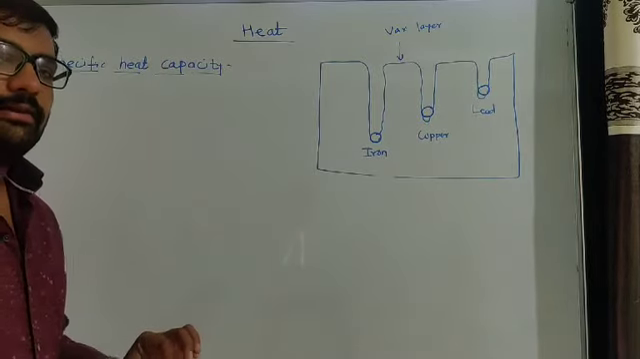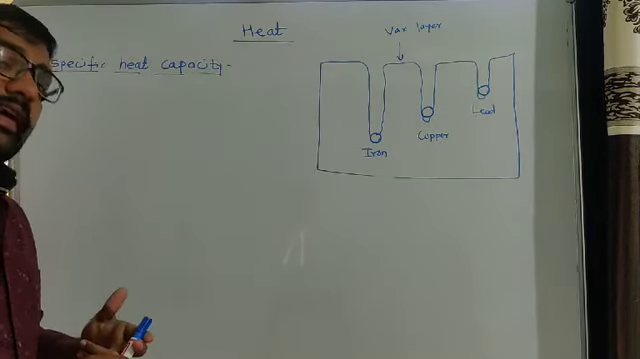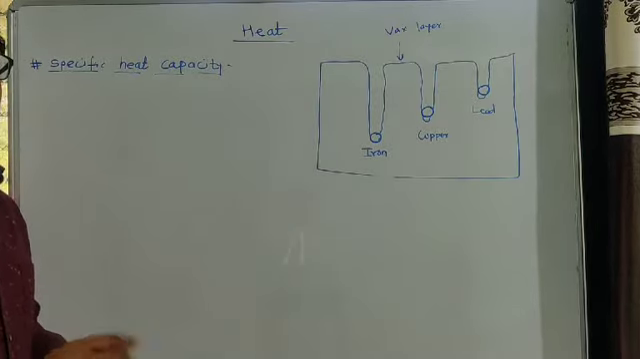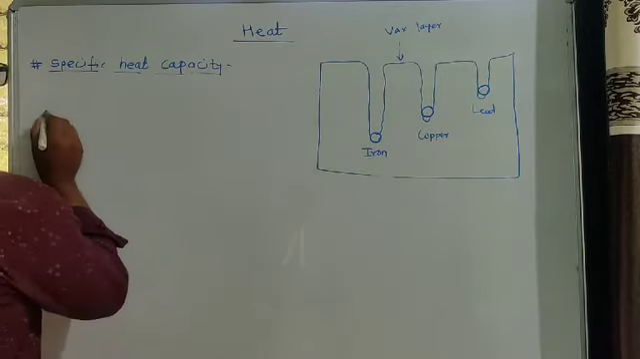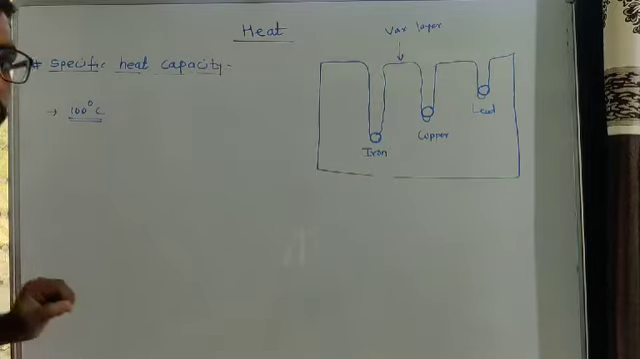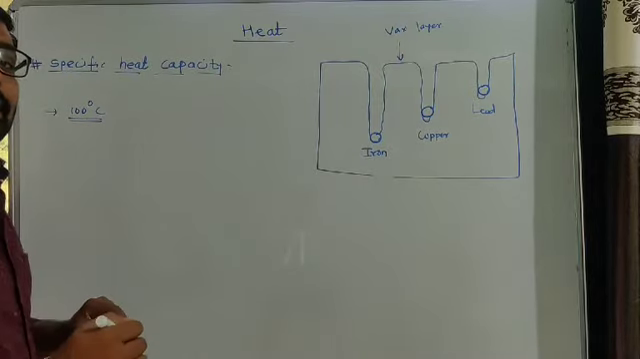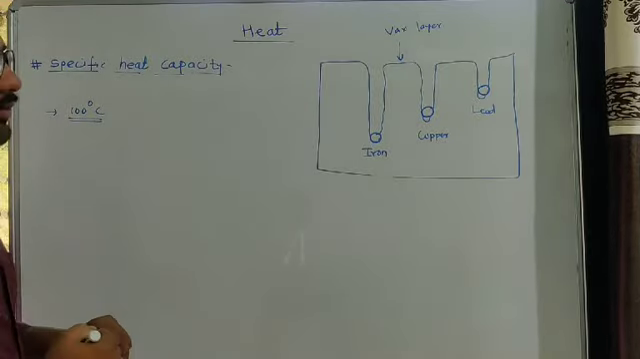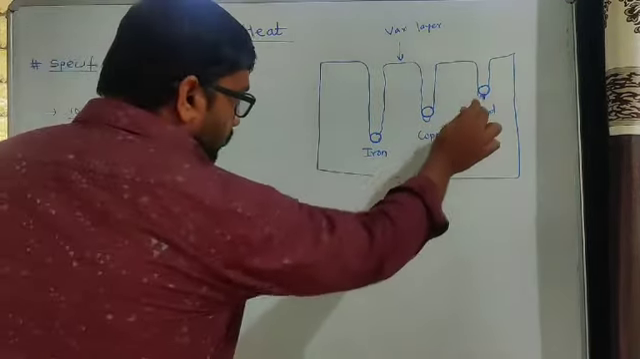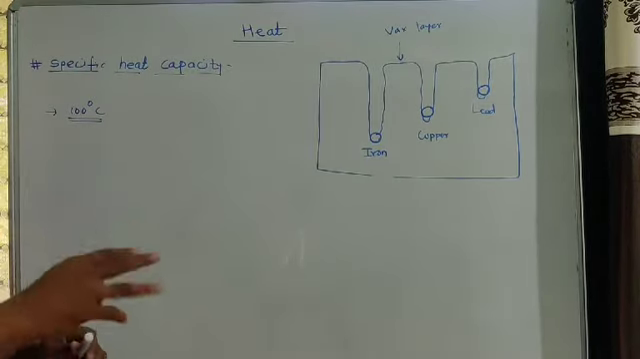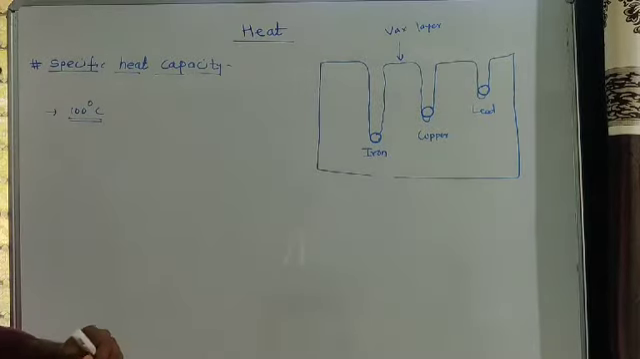That condition is given that we have to consider. In that condition, they tell us that we have to take boiling water, which means its temperature will be 100 degrees Celsius. And we have to put three different metal balls in that boiling water: an iron ball, a copper ball, and a lead ball. These three balls we have to put in this boiling water at 100 degrees Celsius.